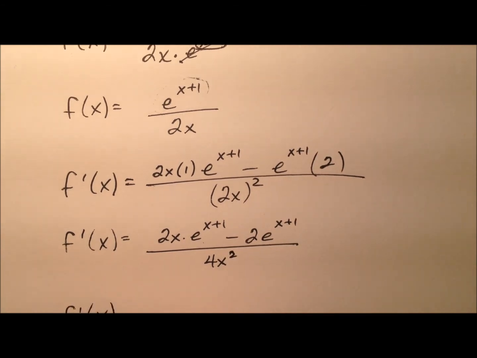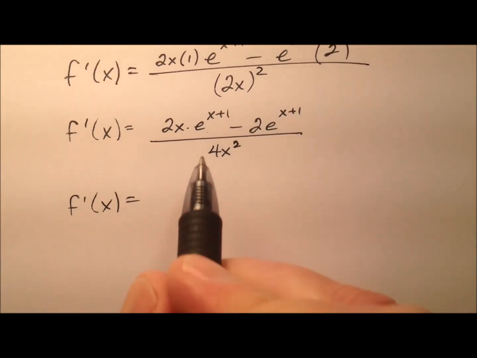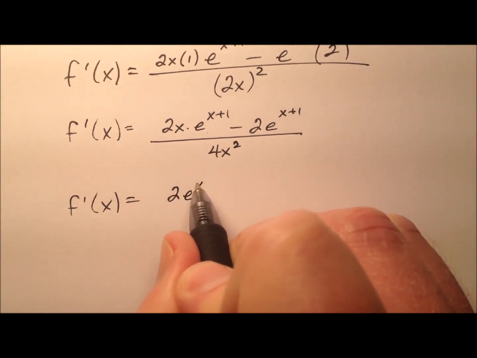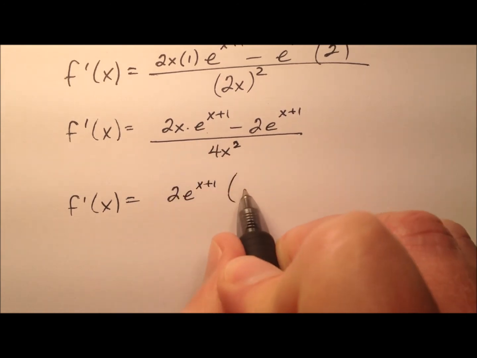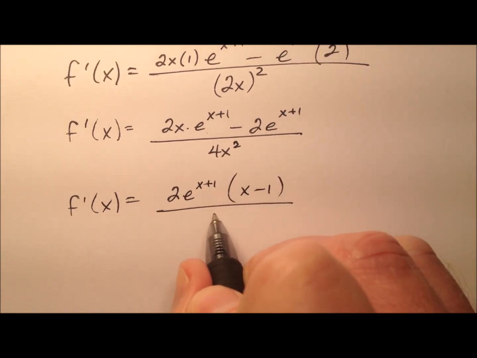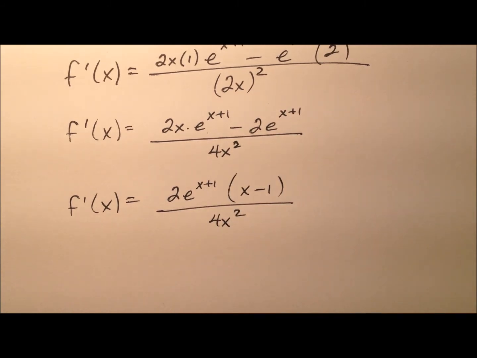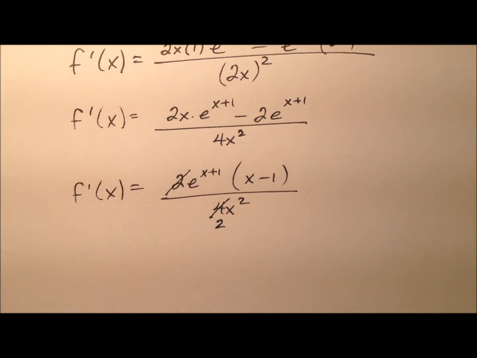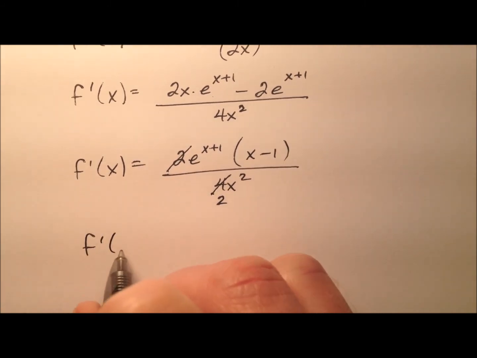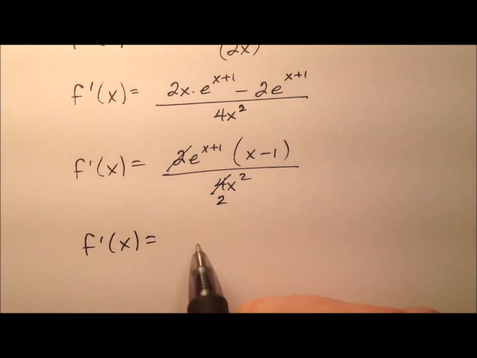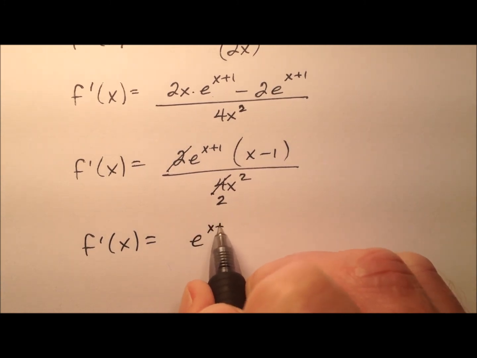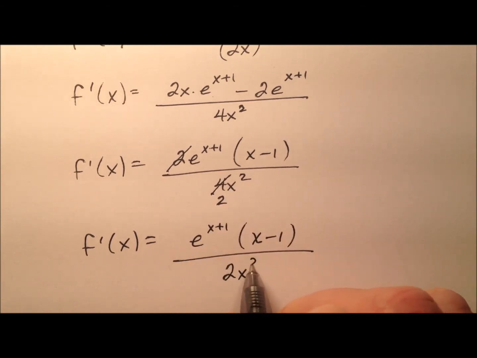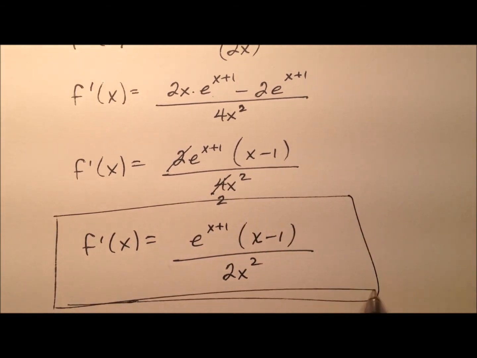So I could factor some stuff out of the numerator, kind of make that a little nicer. Each expression has a 2, and each expression has an e to the x plus 1. And when I do that, it looks like I'll have an x minus 1, so that's 4x squared. And then it's nice because the 2 and the 4 can cancel, leaves me with a 2 right there. So it looks like my final derivative in a simplified form will be e to the x plus 1 times the quantity x minus 1 all over 2x squared. So there's your derivative.